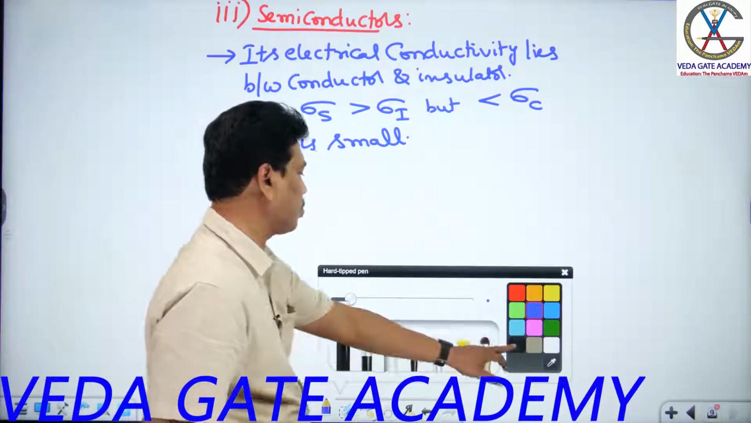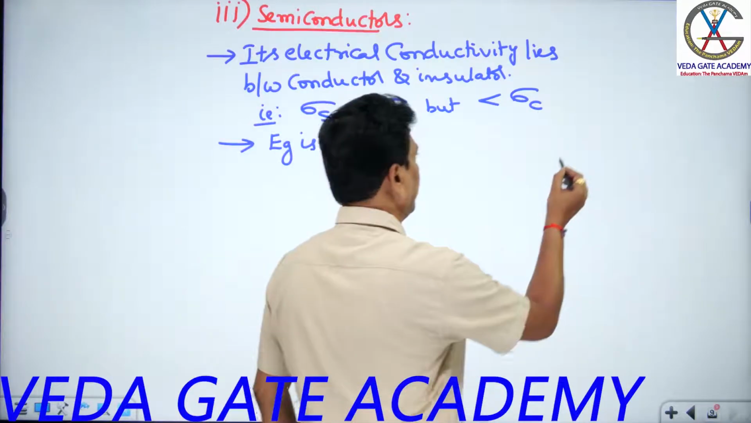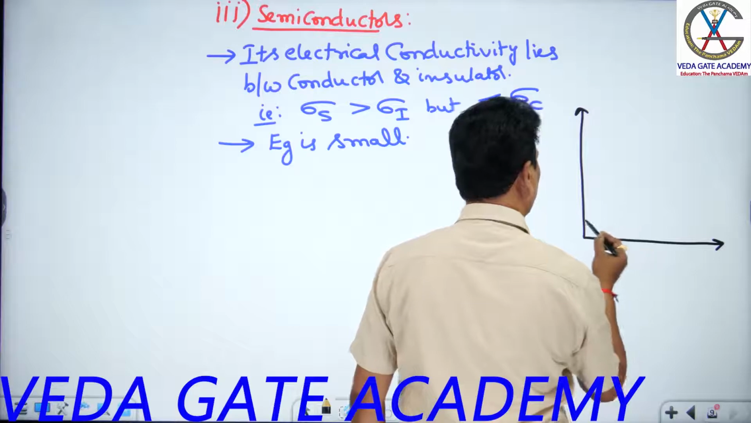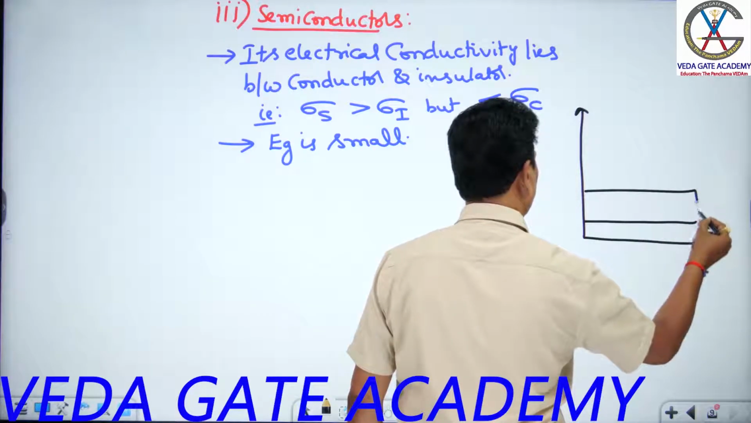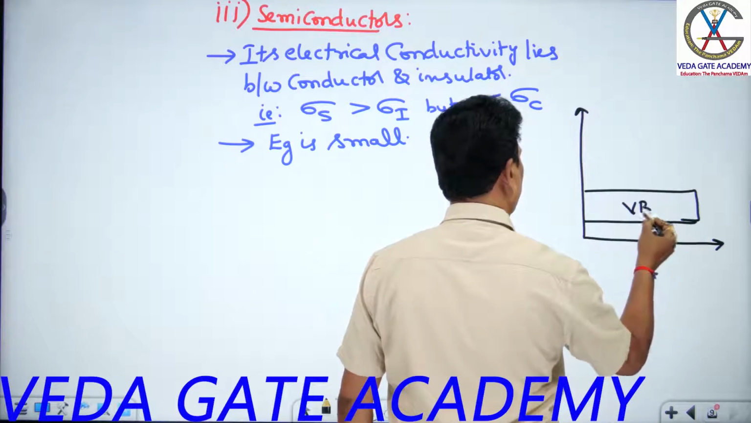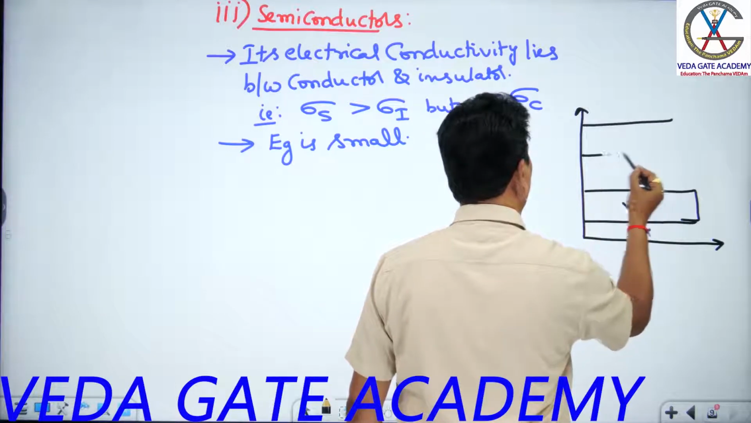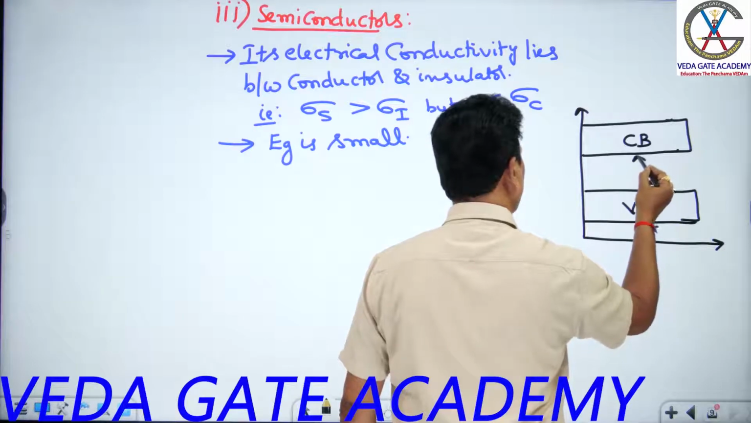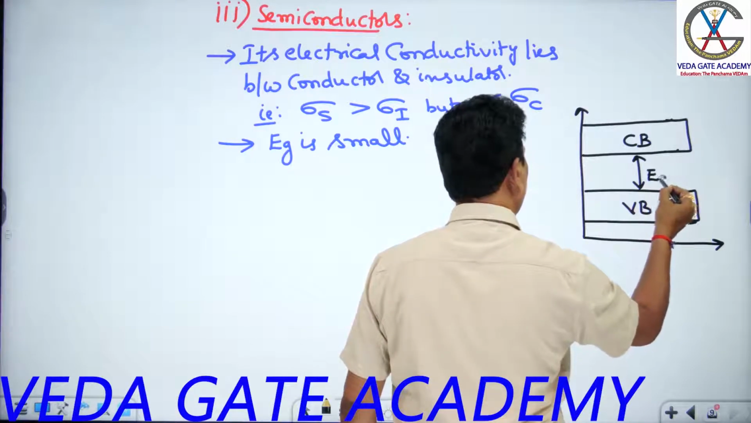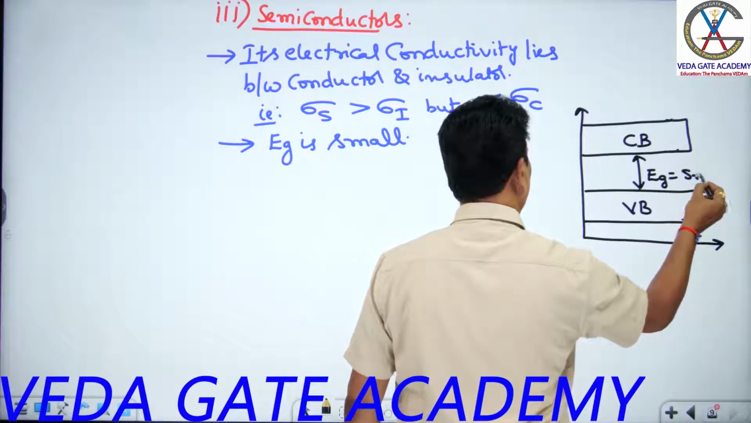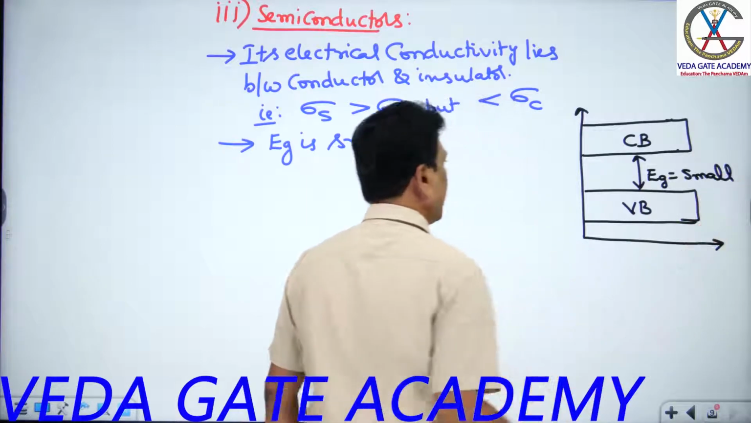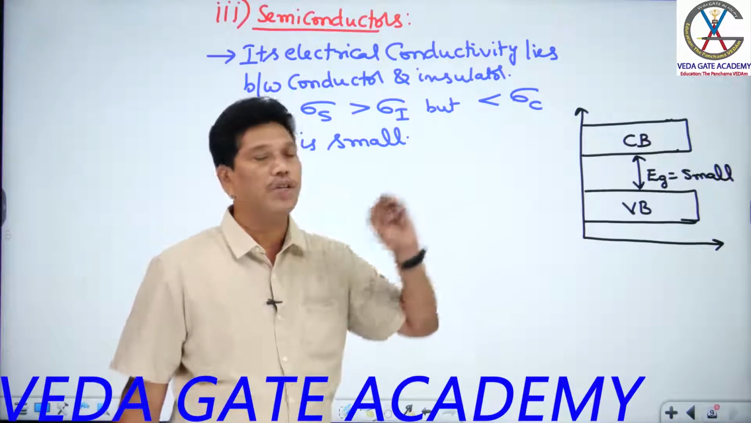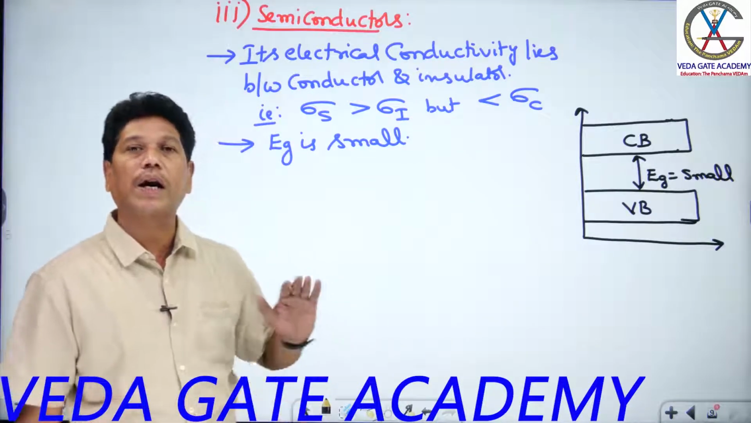See this one now. What is this, students? This is the valence band, and this will be the conduction band. This is the energy gap I told you, students, that is small. The energy gap should be small for this. Anyhow, some energy gap is there, not zero like conductors.